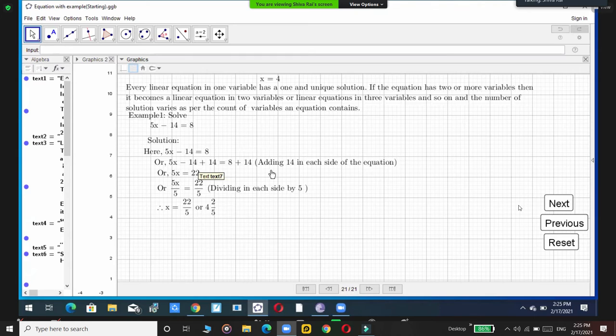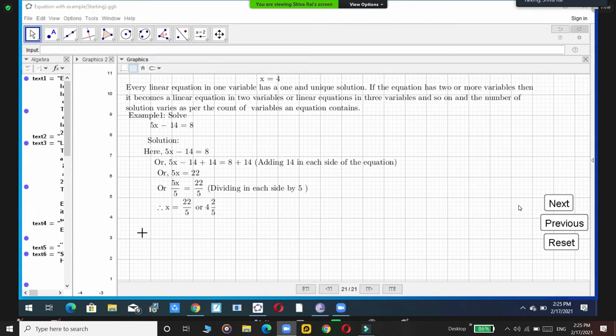Now look here. I am writing here: adding 14 on each side of the equation. So look, minus 14 and plus 14 cancel. On the right-hand side, 8 plus 14 becomes 22. Now we have to find the value of x. But with x there is also a 5.